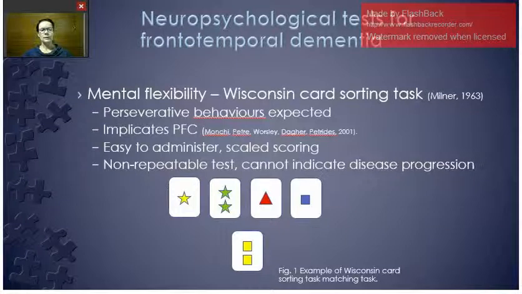So this test implicates the prefrontal cortex. It's easy to administer, but once the test is understood, we can't use it again. It'll give us a point in time indicator, but we can't track disease progression with that.